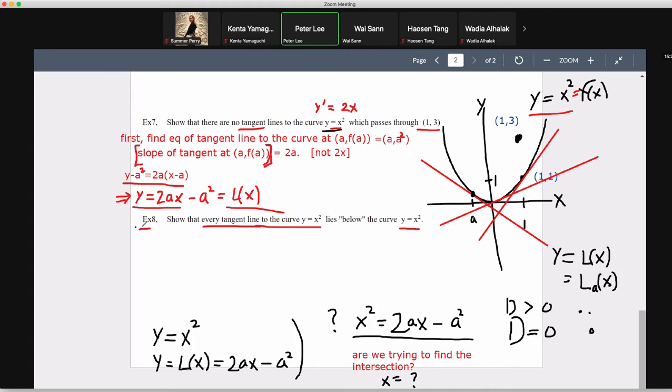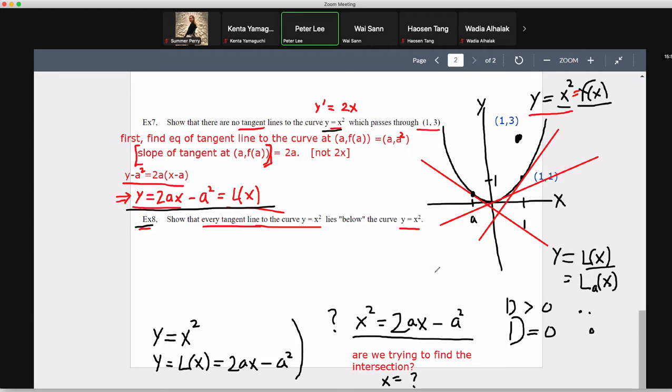Here, in example 8, what are we trying to show? What we are trying to show is that our tangent line is below the curve. The curve is y equals f of x, and f of x is actually x squared. And y equals L of x is this guy right here. So what is it that we have to show?